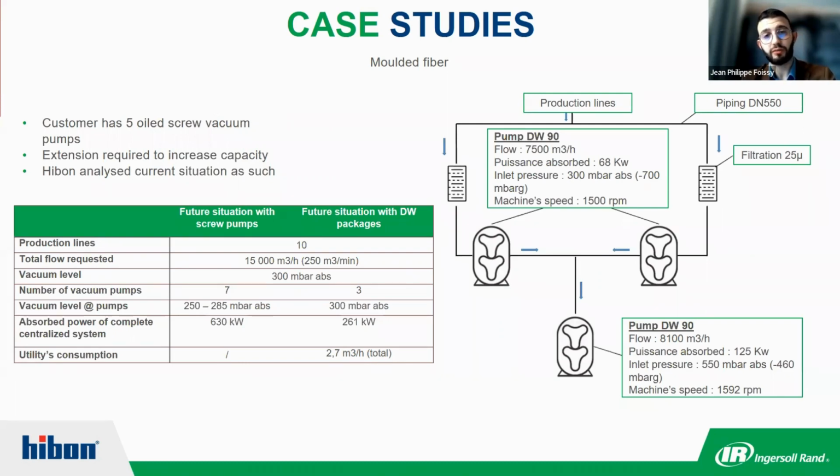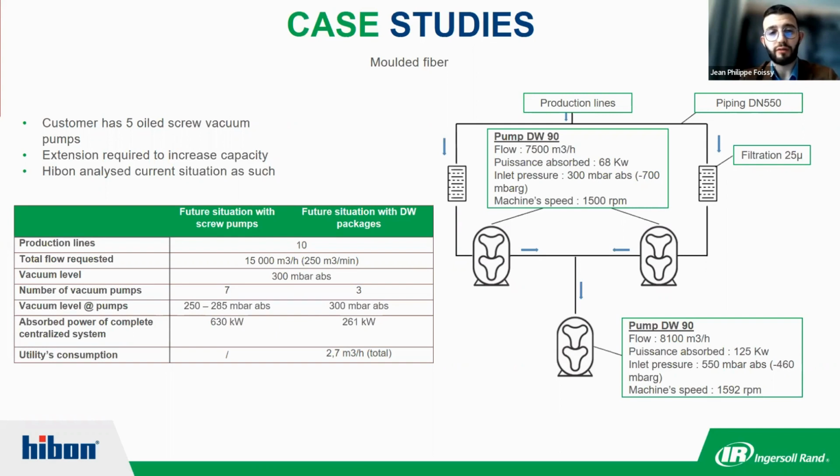And what we did is what we call a double network. So it's like a double stage system, but with several machines. If you go from the production lines and you follow the blue arrow, going through the filtration just to avoid any kind of trouble, you arrive in two machines that are DW90, 7,500 cubic meter per hour each, so the 15,000 are reached. Each machine has a power absorbed of 68 kilowatts, with a machine speed around 1,500 RPM. So direct drive should be really perfect.